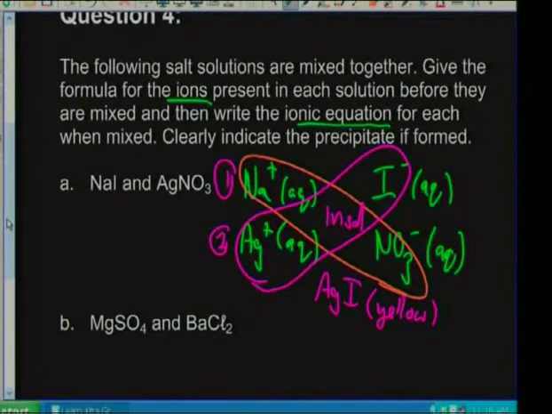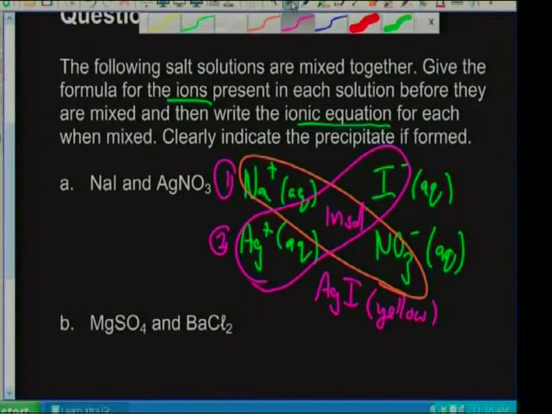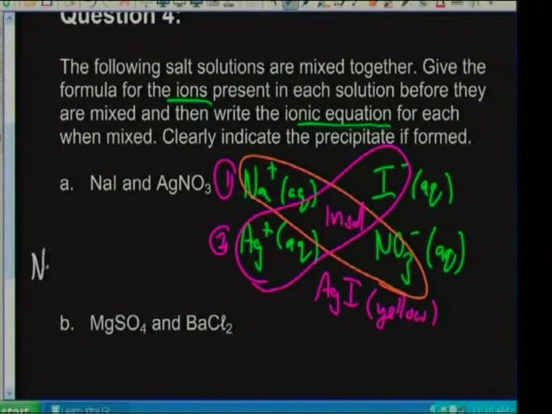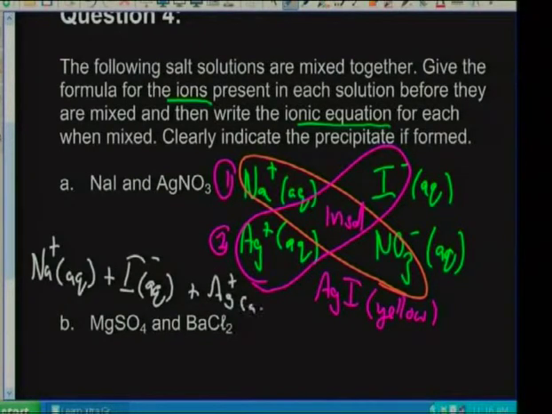So how do we write the equation? We're going to write the balanced equation as follows. We're going to write it down here. We're going to say, let's take some sodium ions. We write it because it says ionic, so I must write all the ions in, plus iodide ions, plus my silver ions, plus my nitrate ions. They're also in aqueous.